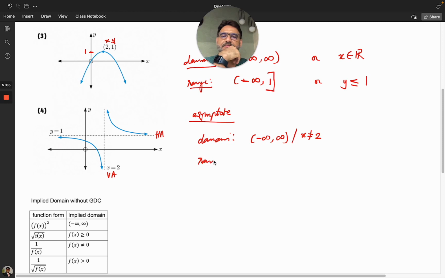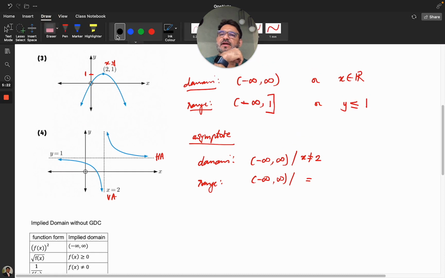Range, you can say minus infinity. Lowermost, this goes to minus infinity. Uppermost, this goes to plus infinity, but 1 is excluded. X is not, y is not equal to 1. For range, you have to always write y, not x. Y is not equal to 1.